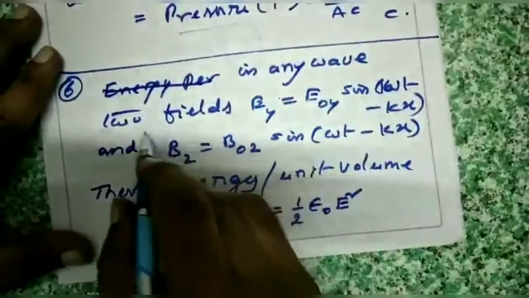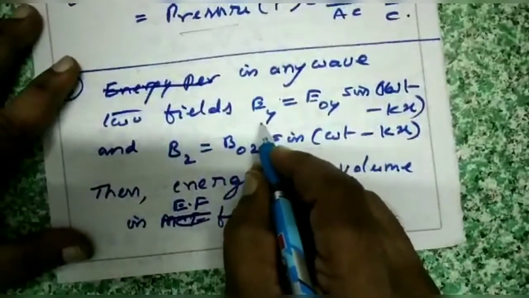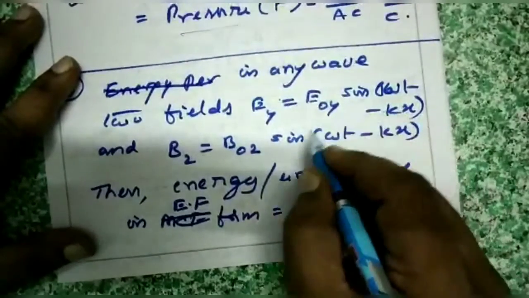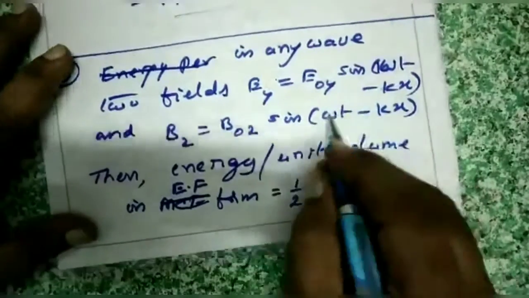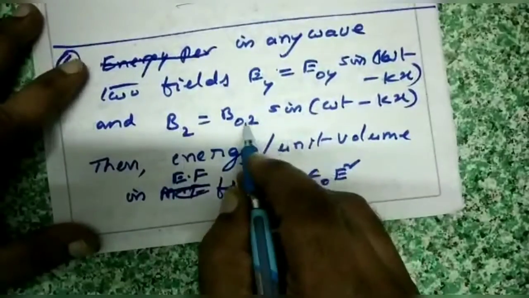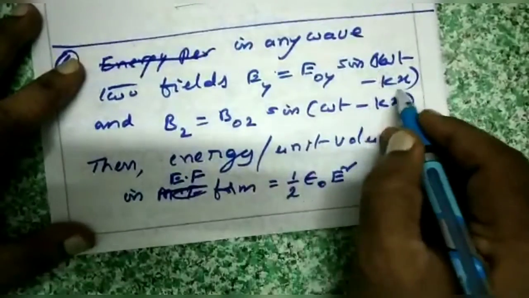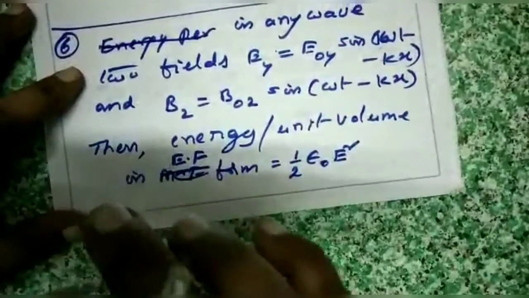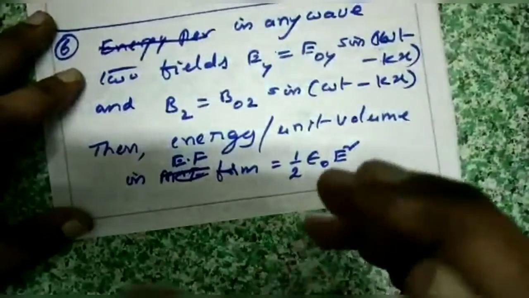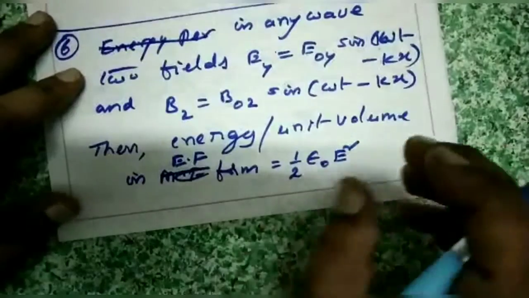Next, in any wave there are two fields. Electric field is there. We can show E_y is equal to E_0y sin(omega t minus kx), because electric field and magnetic field both are time varying and space varying, and both are perpendicular. If the electric field is in the y direction, the magnetic field is in the z direction. So both are perpendicular, but both are in the same phase. Already we discussed it. Now, wherever electric field is there, energy is there in the form of electric field. And wherever magnetic field is there, energy is there in the form of magnetic field.